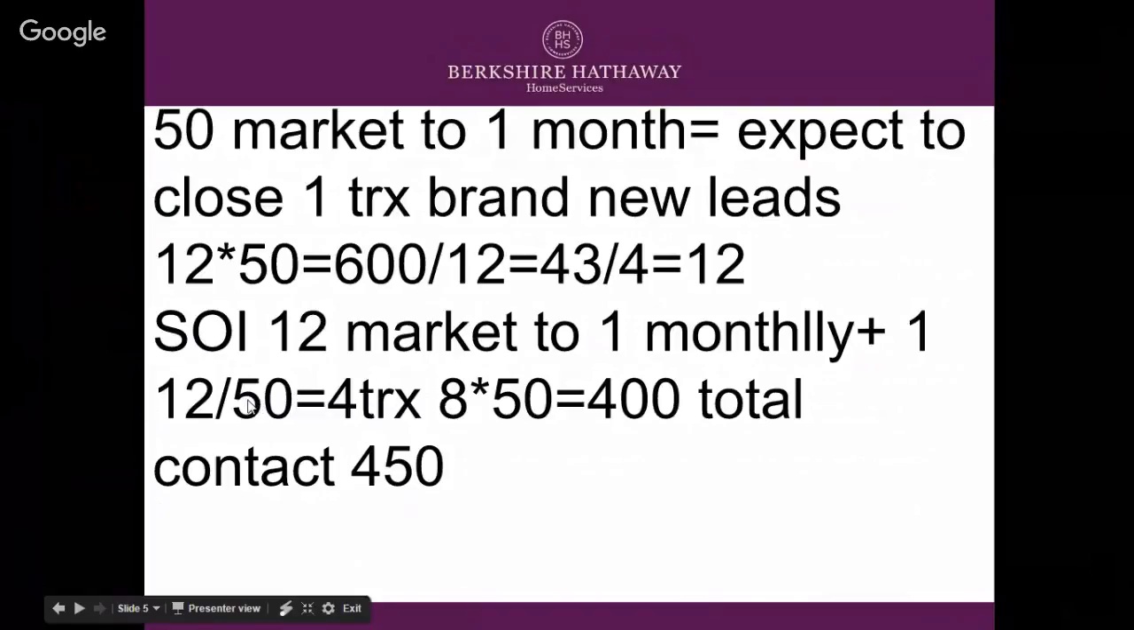Well, this agent wants to close 12, which means I need an additional 8 transactions, right? And the 8 transactions are going to come from people that I haven't met in my database. So that means that for every transaction I want, I've got to feed 50 people into my system and market to them once a month, which equals 8 times 50 equals 400, for a total contacts of 450 versus 600 of the brand new ones.